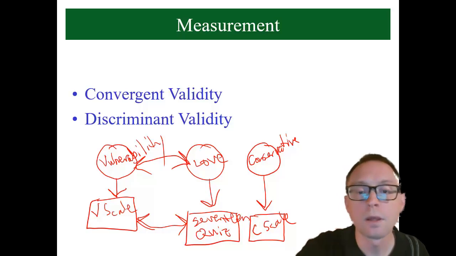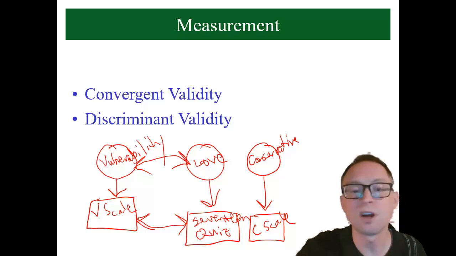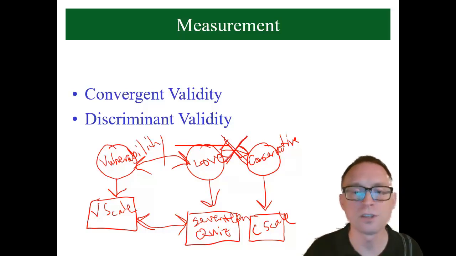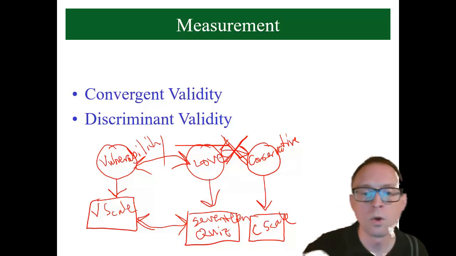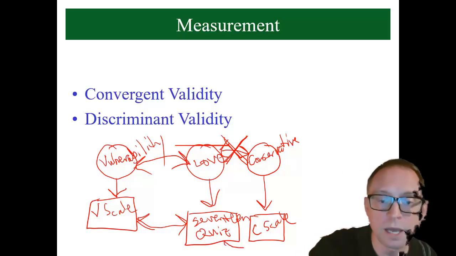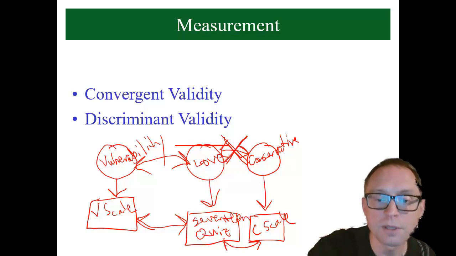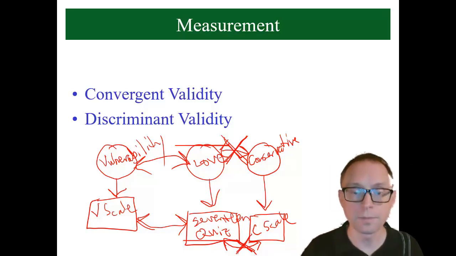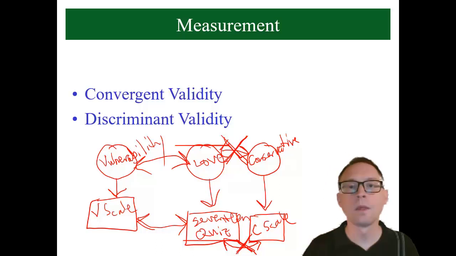Discriminant validity goes the other way. Let's say that we have good evidence that love and conservatism aren't correlated. Conservatives love people, liberals love people. That doesn't have anything to do with it. So when we look at these, we think there's no correlation. They should be totally independent from each other. Well, discriminant validity would say that the measurements of those two concepts should have nothing to do with each other either. That's discriminant validity.